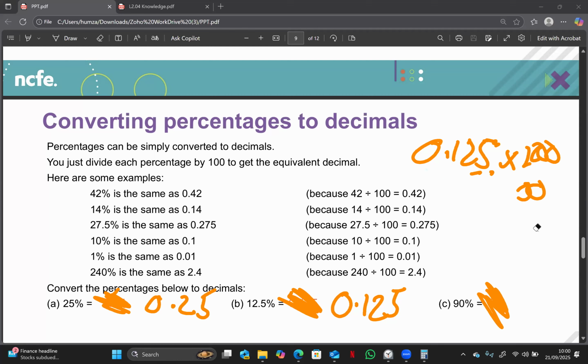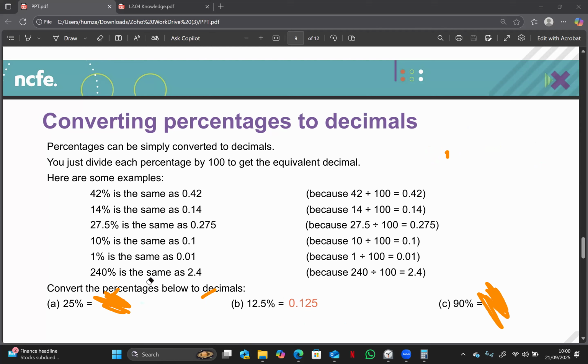90%. Come on, I just told you what we need to do. We divide by 100. Yes. And what's the answer? 0.9. Yeah, okay, that's it. All you need to remember is divide by 100. So let's go down here.